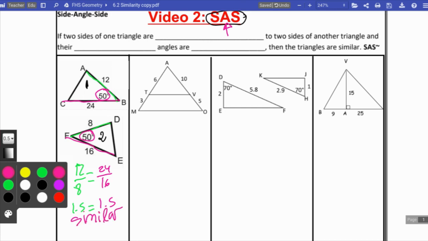Now, what makes them similar? Then you go in and say, all right, they are similar because the sides are proportional and the angles are congruent. All right. So those two are similar because the sides are proportional, and to two sides of the other triangle, and their included angle, there's only one angle, are equal, or the proper term is congruent.